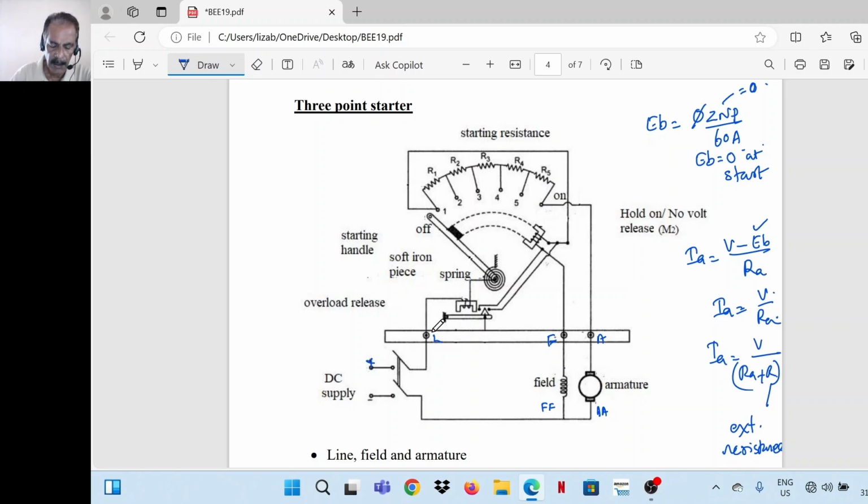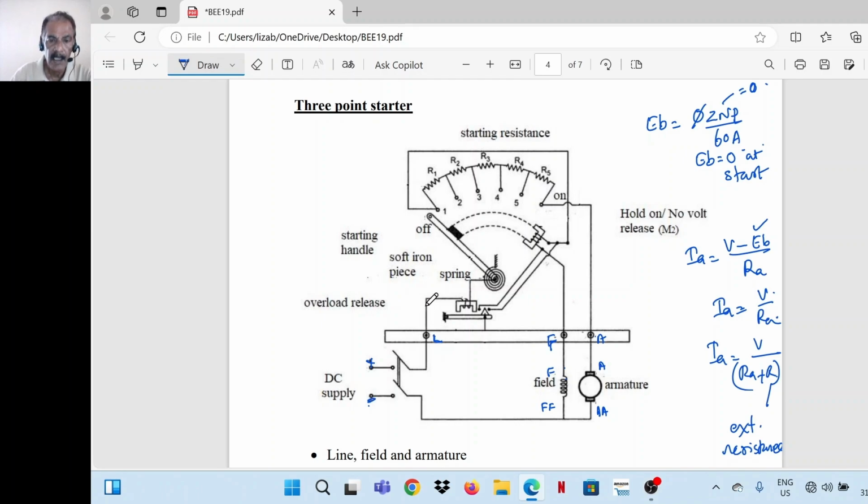So externally, the terminals provided: L should be connected to the positive of the DC supply. Terminal F should be connected to the field. Terminal A should be connected to the positive terminal of the armature. The negative terminals are shorted and connected to the negative of the DC supply.